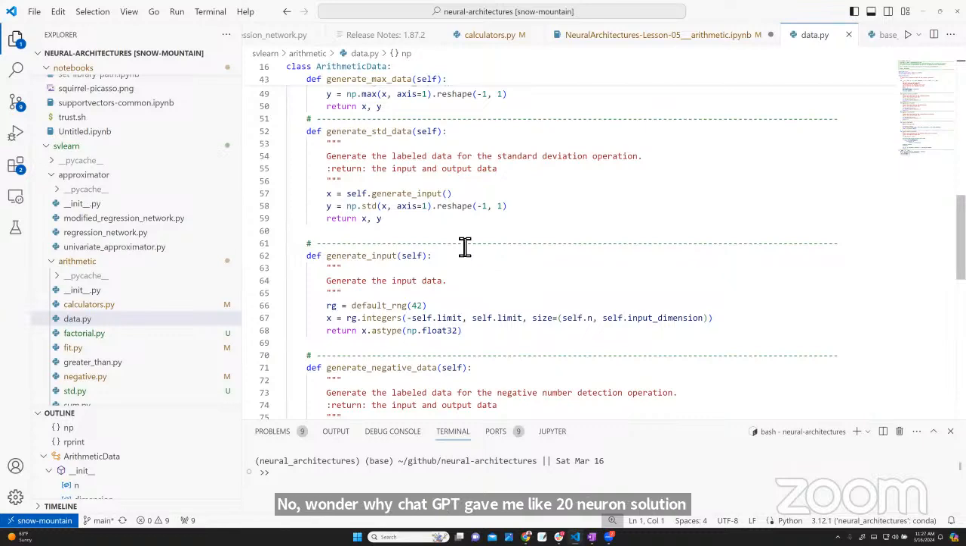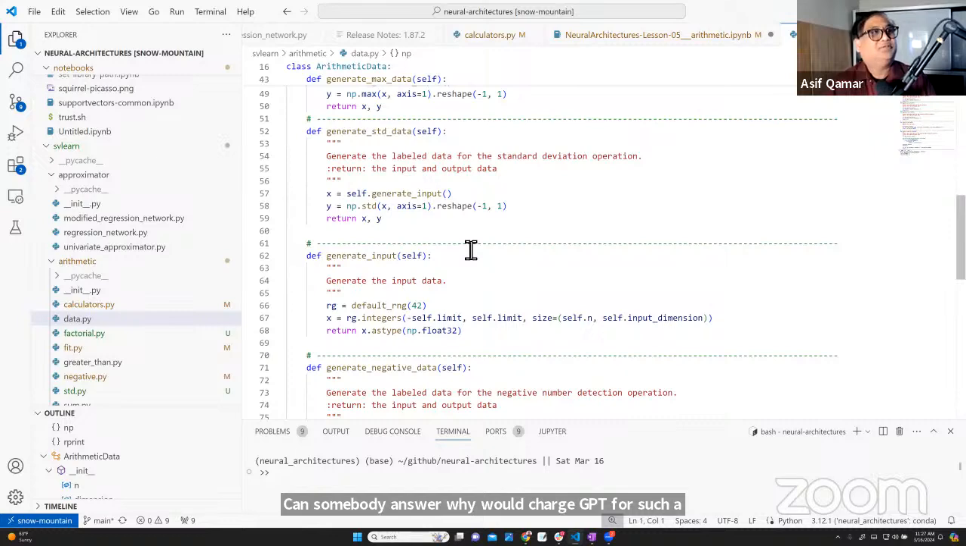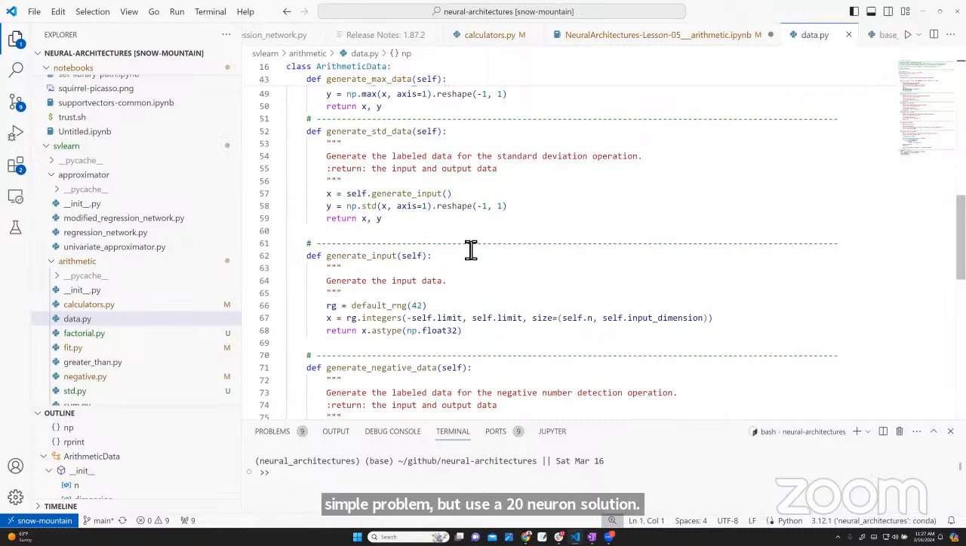Okay. So why did ChatGPT give you a 20 neuron solution? This is actually a good question. Can somebody answer why would ChatGPT, for such a simple problem, produce a 20 neuron solution? 20, just to be on the safer side. There is no reasoning behind the solution, but it's a good brain teaser.